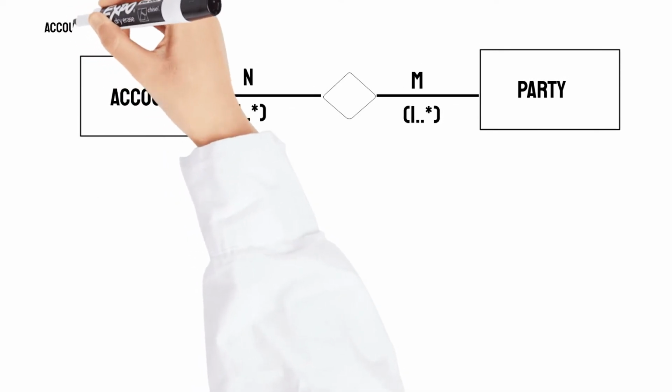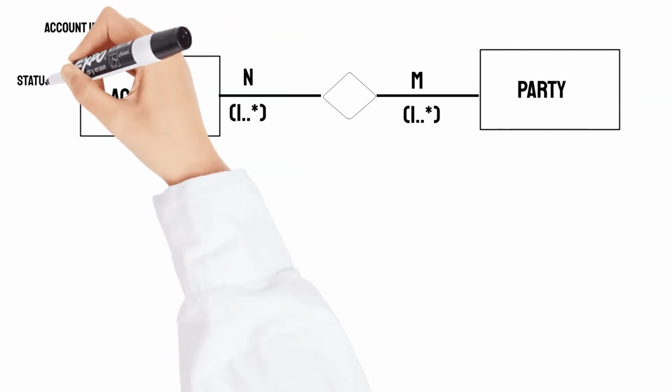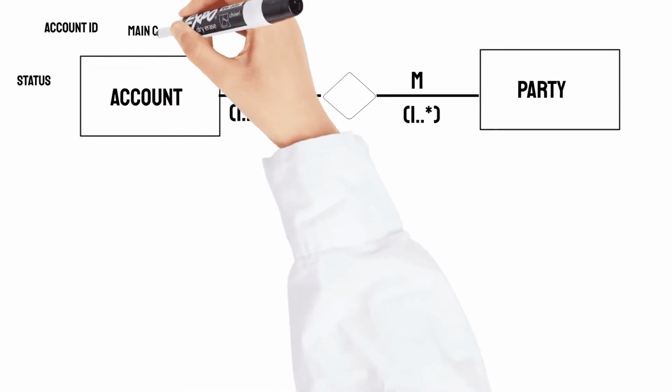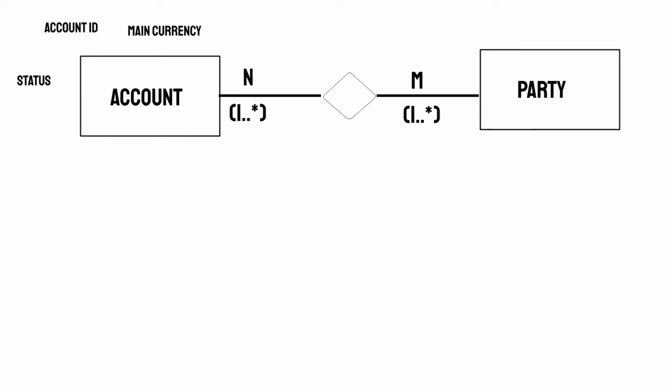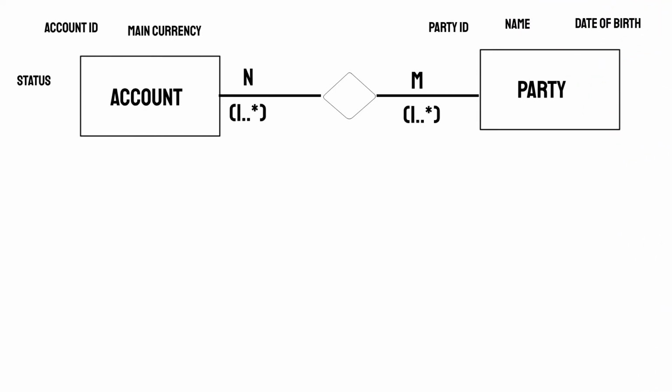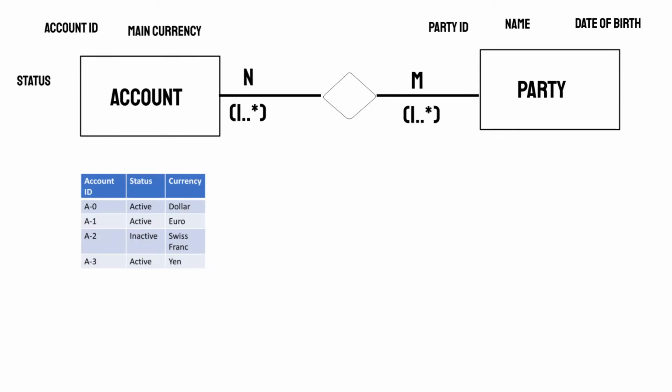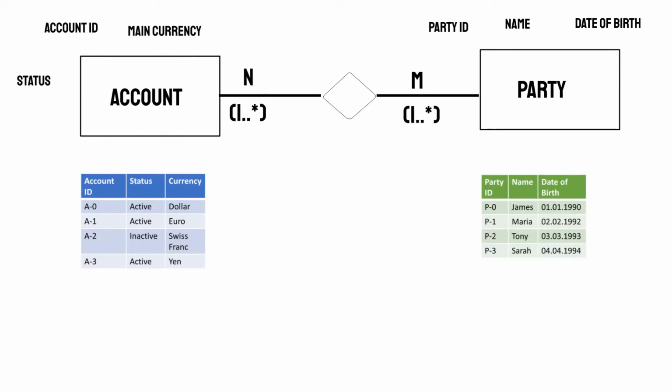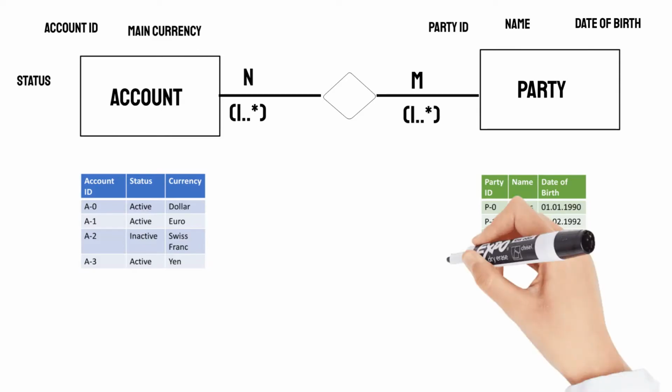An account could be defined by the account ID, a status, and a currency, and the party could be defined by a party ID, the name of the party, and date of birth, let's say. Each of these entities can also be represented as a table in the database. For example, here you can see the table for accounts and the table for parties. For example, account 0 is active and the currency is dollars. Party 0 is James and was born on the 1st of January 1990.